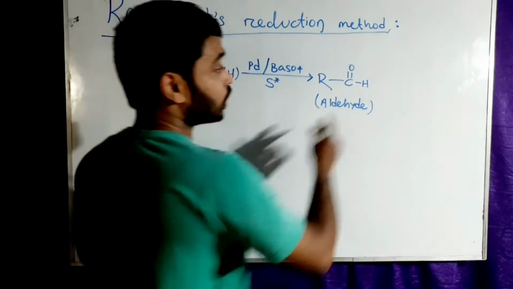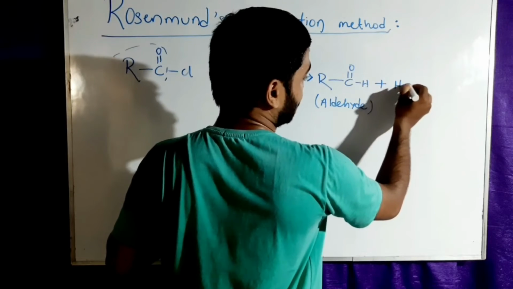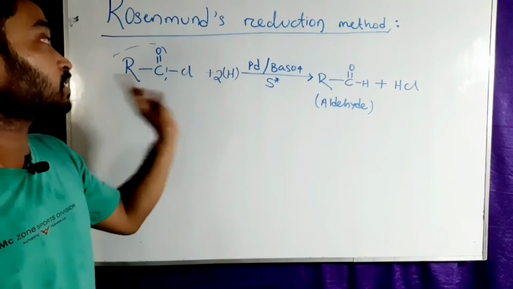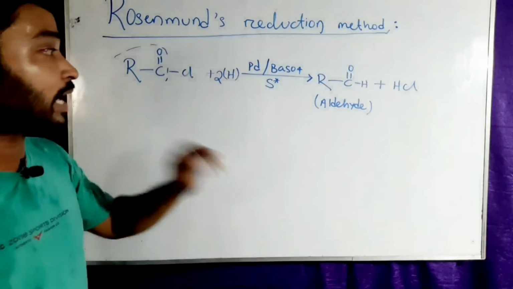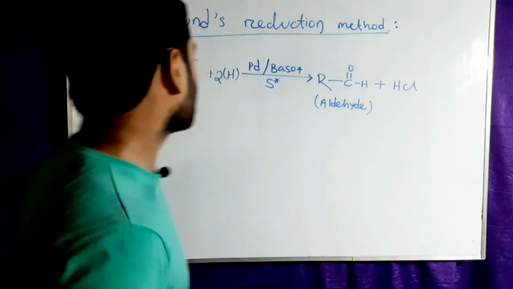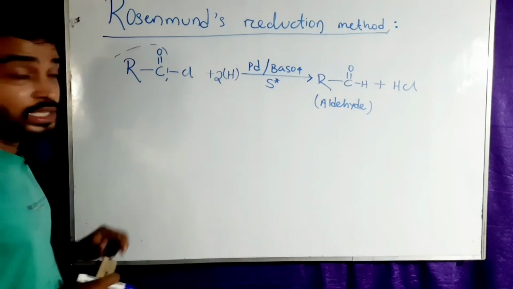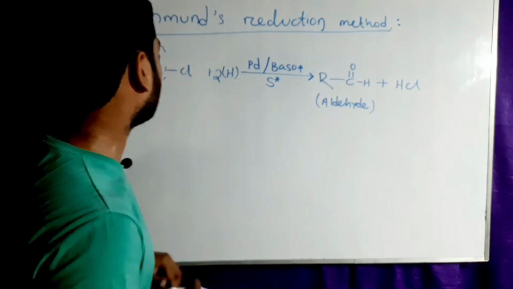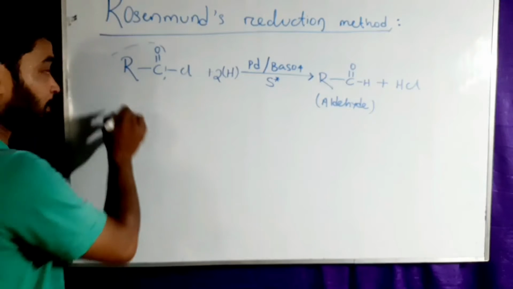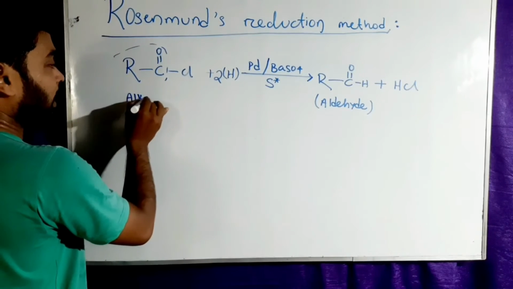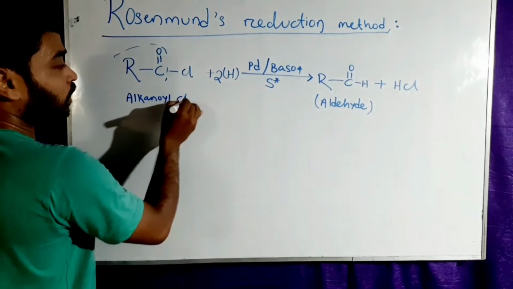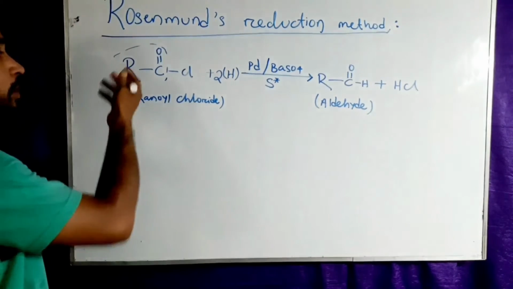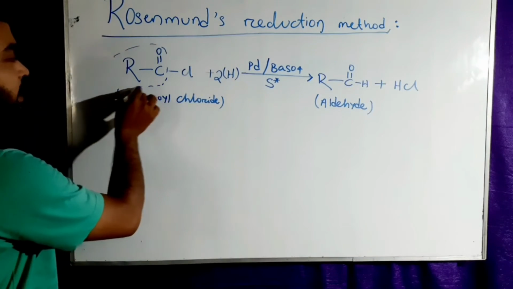And one hydrogen will combine with the chlorine atom, resulting in the formation of hydrogen chloride, not acid halide, it is the hydrogen chloride here. So in this process we can directly produce aldehyde from acid chloride. Here we have taken acid chloride, and acid chloride has the IUPAC name alkanoyl chloride. So first you should write the process, after that we will go for the example which comes under this reaction.